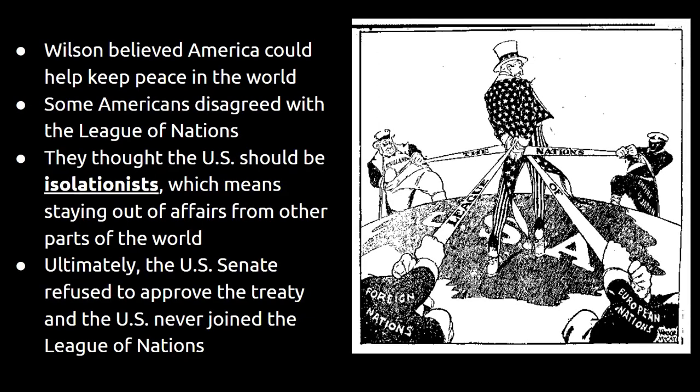Woodrow Wilson thought the League of Nations would be a tool for the United States to be involved to try to keep problems from happening. But ultimately, when the United States Senate voted, the isolationist point of view won out, and the United States Senate refused to allow the United States to join the League of Nations.